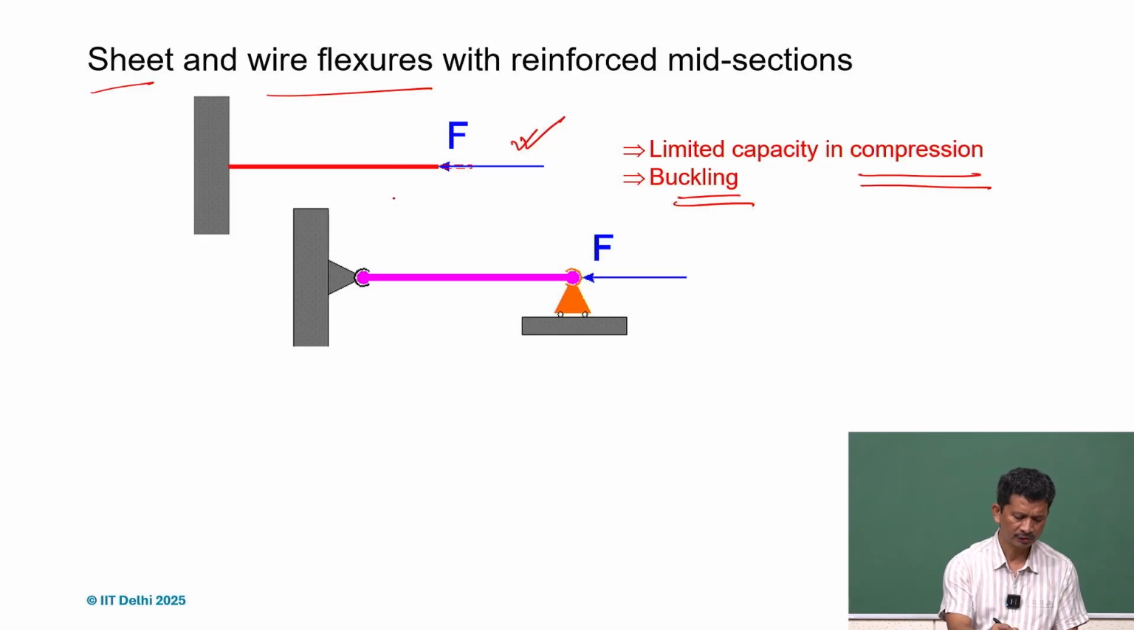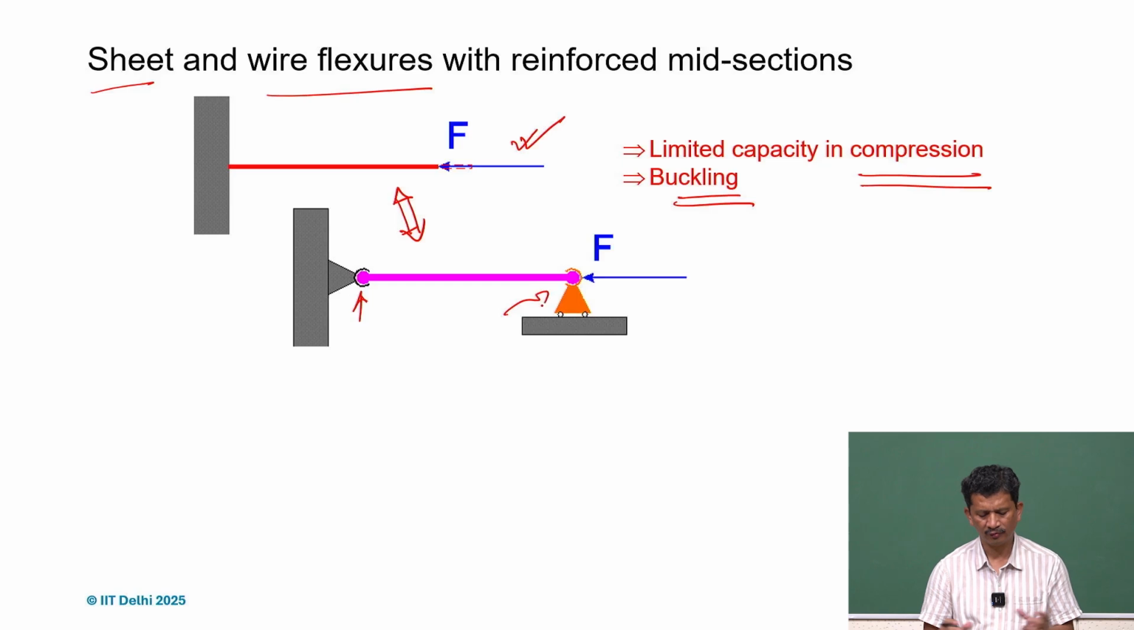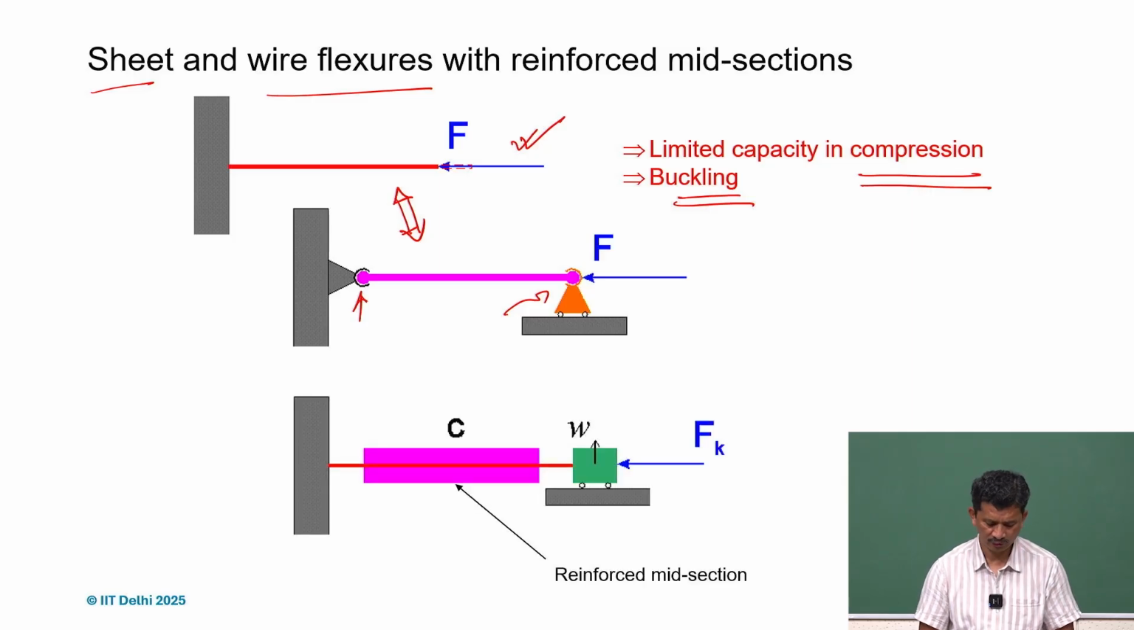So these are equivalent, so we can always have an equivalent model. As it deforms, we can find the hinge here, and okay, it's supported. We apply force F, and before it buckles, it's very safe. So what is proposed and what people have done is, what if we reinforce the middle section?